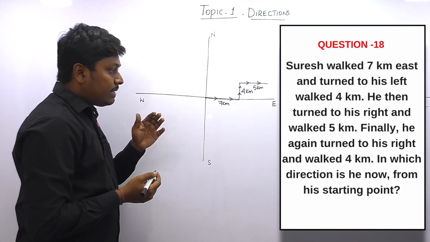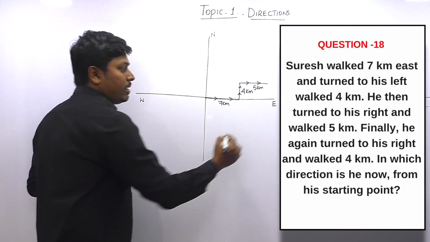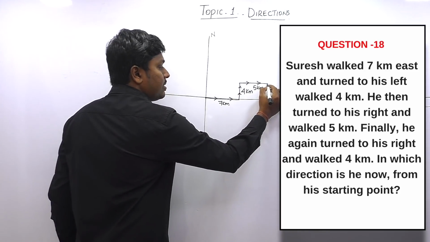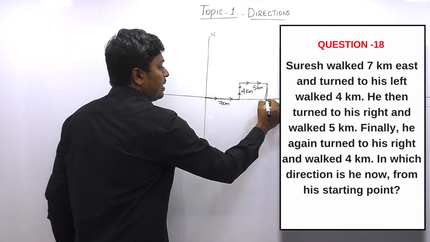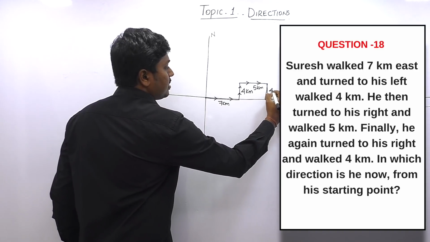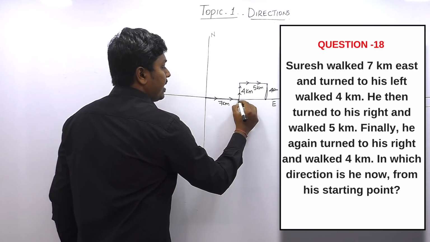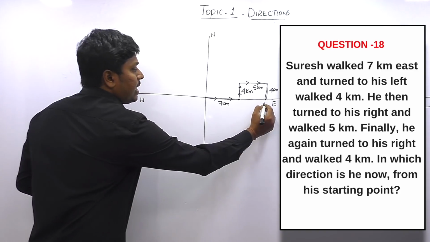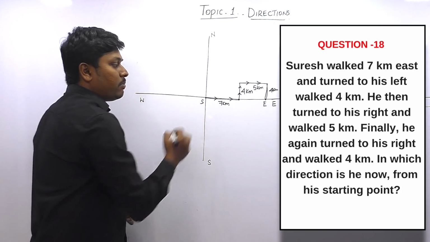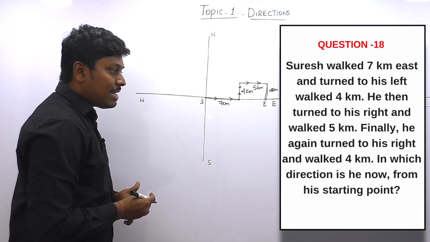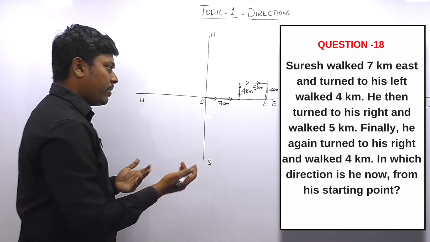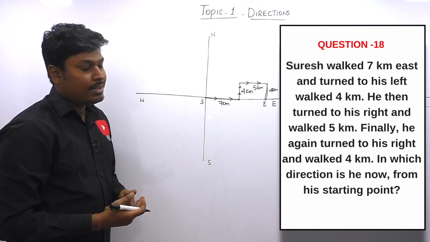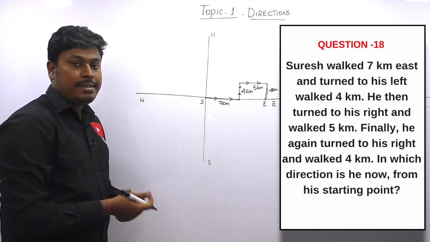Finally, he again turned to his right and walked 4 kilometers. We already know that this distance is also 4 kilometers. So now from this point, after taking a right turn, he is again walking 4 kilometers. So both these 2 points will lie exactly on the same line. Okay, that's it, right? So this will be the ending point and this will be the starting point. And what is the question? In which direction is he now from the starting point? From the starting point, the ending point is in the direction of east. So the answer for question number 18 is east.